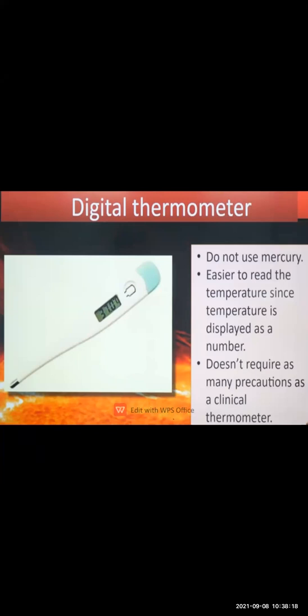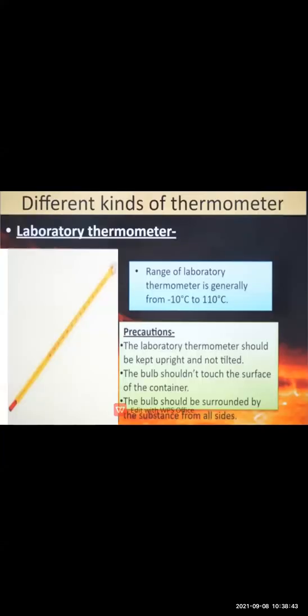It does not require any precautions such as the clinical thermometer does. So what precautions does the clinical thermometer require? Not to touch the bulb, wash the thermometer before and after use, give a jerk. These things are not to be done with the digital thermometer. In a digital thermometer they are not needed, so it is very easy to use.